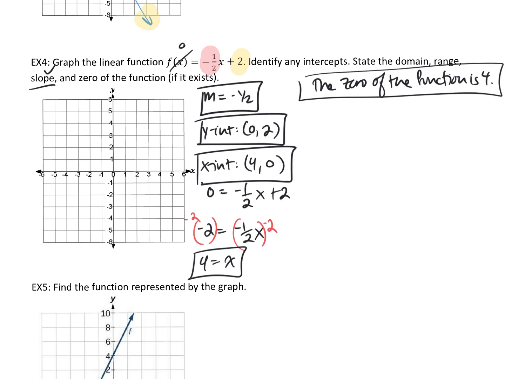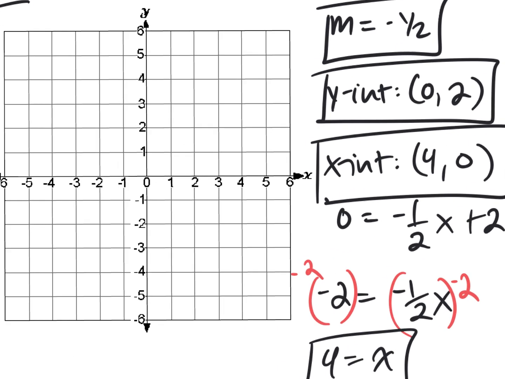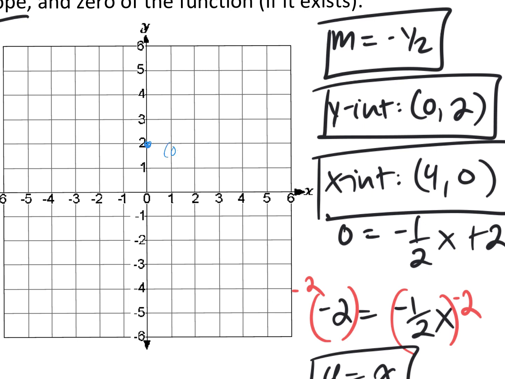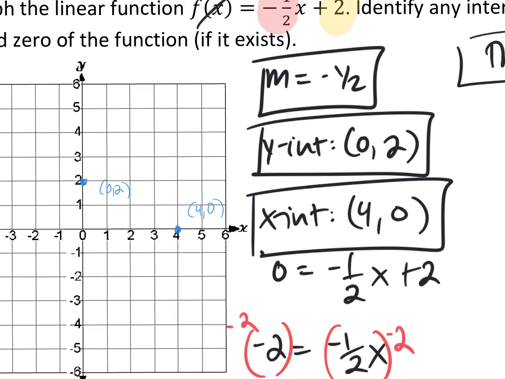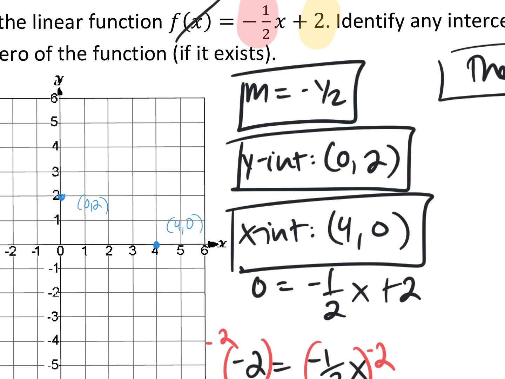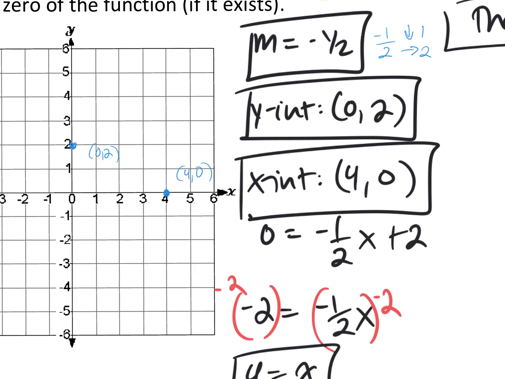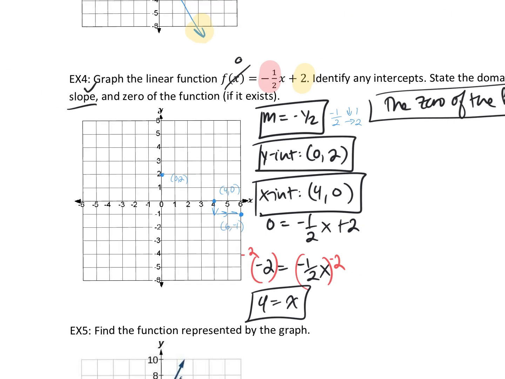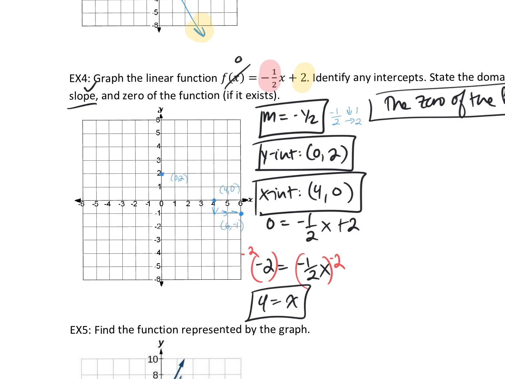Oh, we need to find the domain and range. So first let's go ahead and graph this before we do domain and range. So the y is 0, 2 for my y-intercept. My x-intercept is 4, 0. And my slope is negative half over 2. So to find out how to get another point, because again I need 3, negative half over 2 is the same as going down 1, right 2. So let's go ahead and do that. Down 1, right 2, 1, 2, and we're at this point right here, which is 6, negative 1. Okay, awesome. Let's go ahead and graph that.